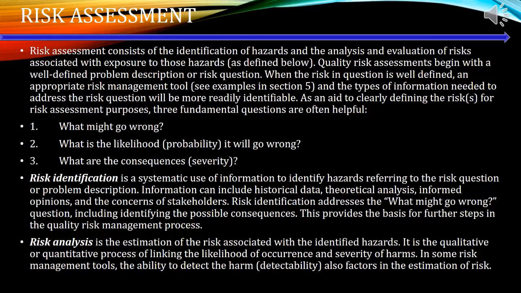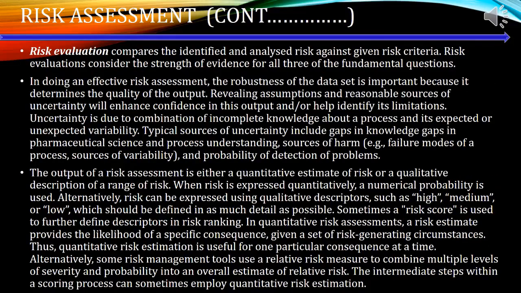1. What might go wrong? 2. What is the likelihood, probability, it will go wrong? 3. What are the consequences, severity? Risk evaluation compares the identified and analyzed risk against given risk criteria. Risk evaluations consider the strength of evidence for all 3 of the fundamental questions. In doing an effective risk assessment, the robustness of the data set is important because it determines the quality of the output. Revealing assumptions and reasonable sources of uncertainty will enhance confidence in this output and/or help identify its limitations.